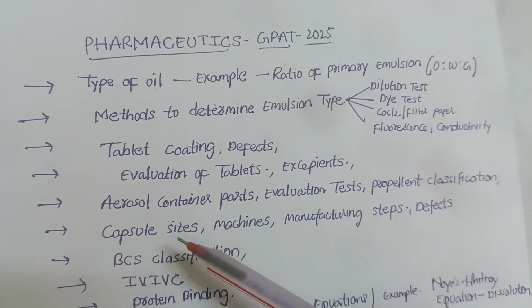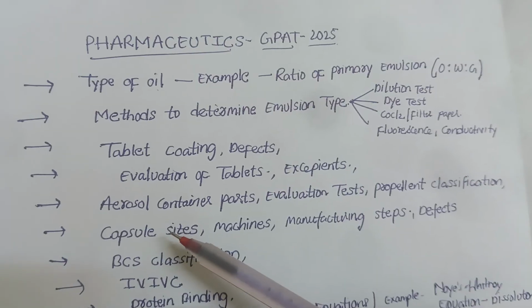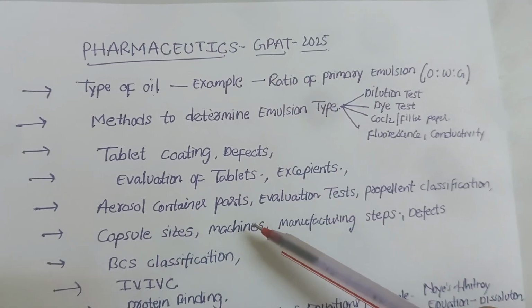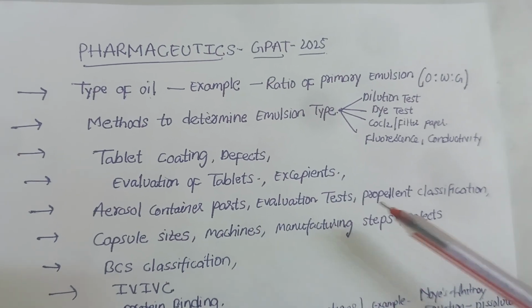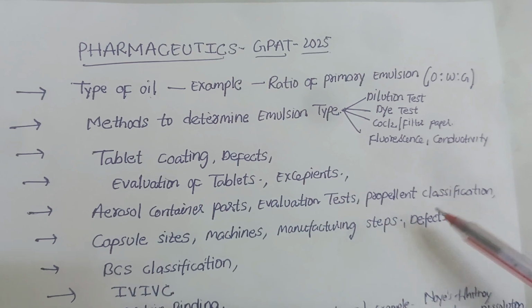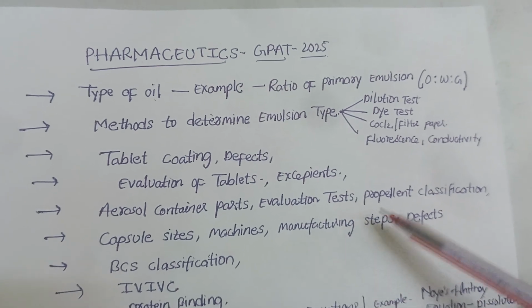And the capsule sizes, a table of capsule sizes and the machines which are used for capsules, and the manufacturing steps for capsules and the defects of capsules. So these are very important.